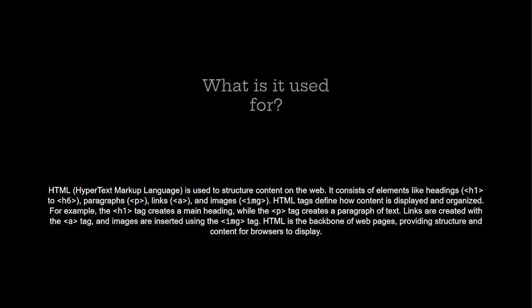What is HTML used for? It is used to structure content on the web. It consists of elements like headings, paragraphs, links, and images. These tags define how content is displayed and organized.